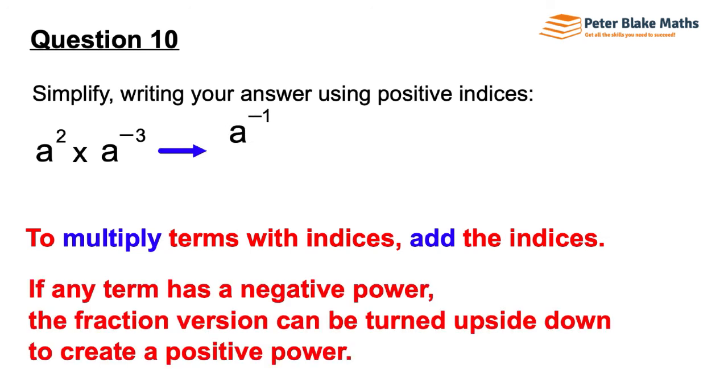Now, if any term has a negative power, the fraction version can be turned upside down to create a positive power, because the question asked for us to use a positive indice in our final answer. So what we'll do is put the a to the minus 1 over 1, we'll turn it upside down and end up with 1 over a. So when we express that term as a fraction, and we turn it upside down, it effectively uses up the minus part of the indice. Now that a in our answer on the bottom there, on the denominator, effectively has a 1 for its power, but we don't have to write that in.